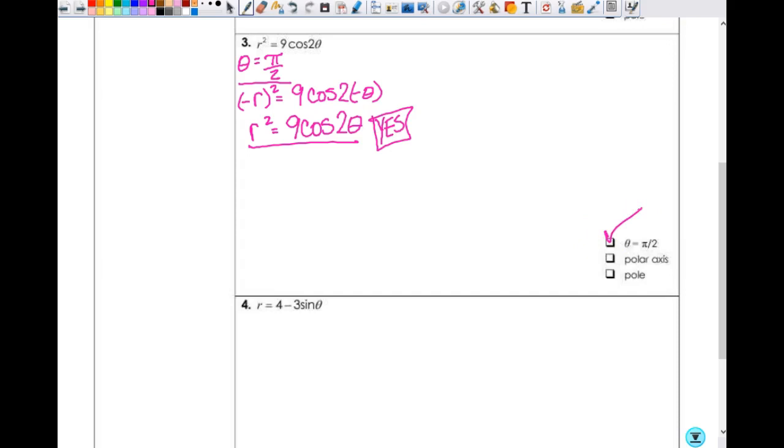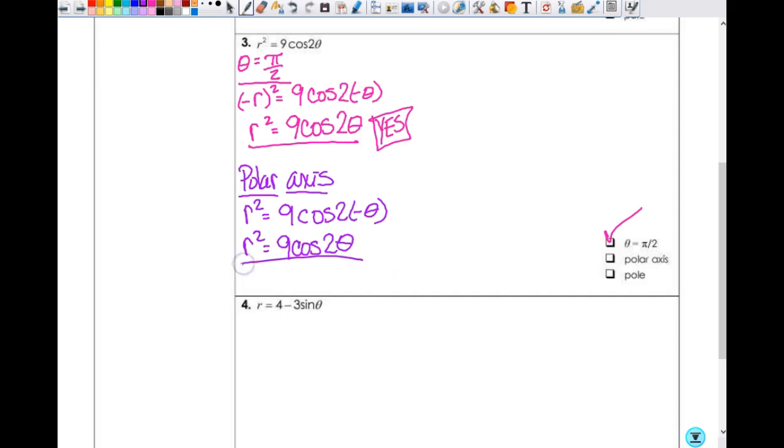So then we check the next one. I don't have to do the second version of that, but I move on to the polar axis, which means for polar axis symmetry, I substitute in a positive r and a negative theta. So that's going to give me r squared equals 9 cosine of 2 theta, right? So the answer is yes.